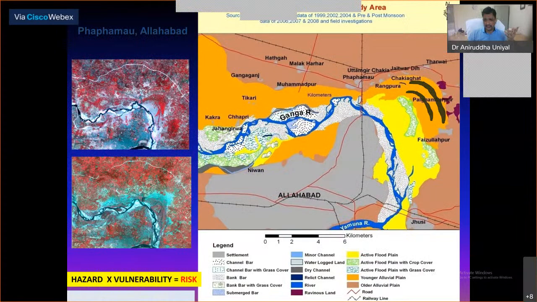Now, here it is clearer. You can see the active floodplain on the satellite image. This is the junction of active and old floodplain. And within the active floodplain, these fluvial features are more frequent, more abundant, and even within the old floodplain, they are more abundant. And as we move on to the older alluvium, they are lesser in their occurrence.